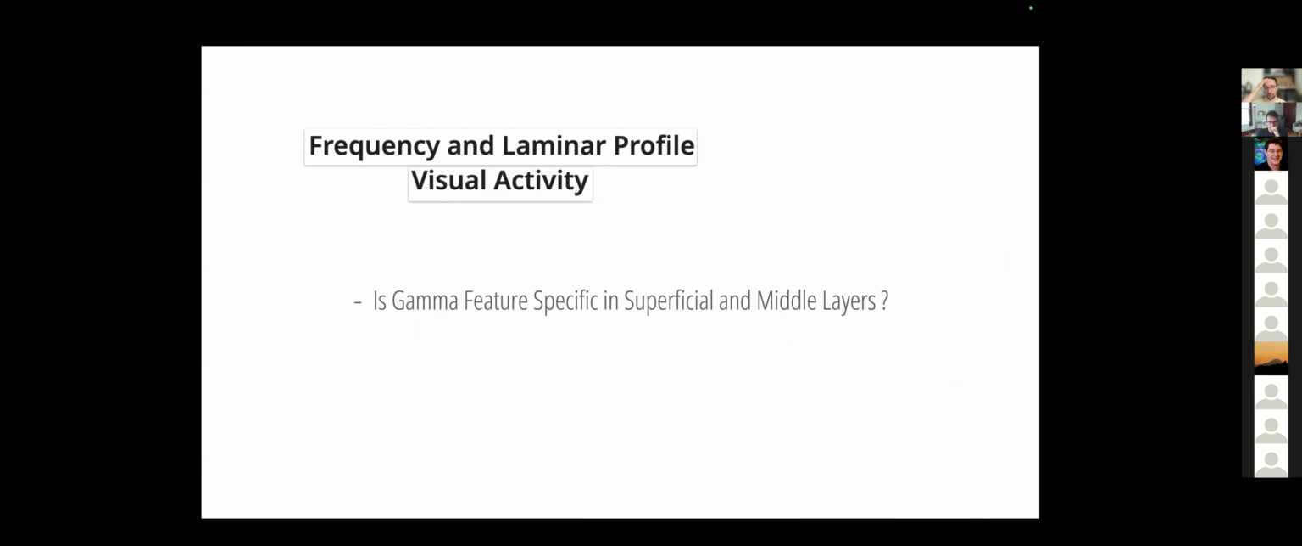So the question that we try to answer is, first of all, is gamma band activity feature specific in superficial and middle layers, as we would expect from previous experiments? And also, is alpha band power only feature unspecific? Which layers are involved, or is there maybe even a feature-specific contribution of alpha, as some theoretical models might imply?